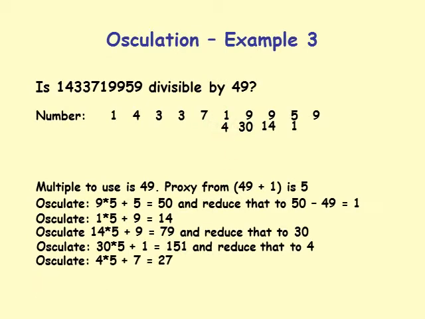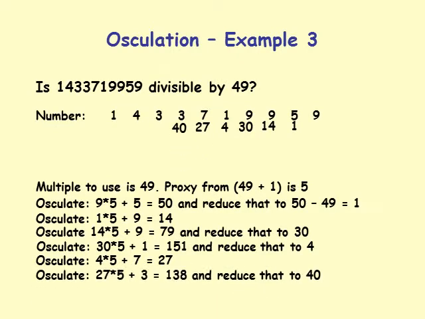Let's continue, do osculation again. 4 times the proxy 5 plus the digit on left, 27. Now we got 27 here. Let's continue. Now osculate that again. 27 times the proxy 5 plus 3, 138. We'll reduce that. So we take out 98, which is 2 times 49, from here, and we got 40. So we'll work with 40 to start next.